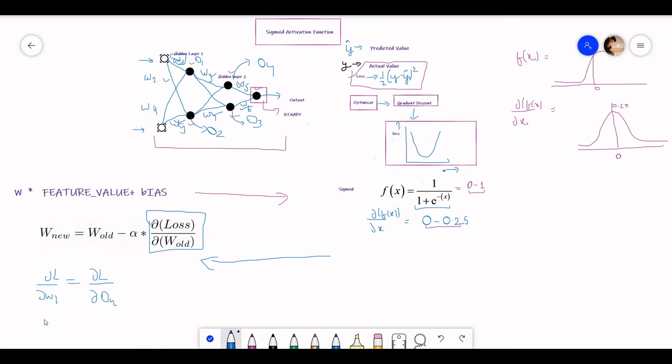So we know that to update the W1, it depends on the O4 and it depends on the O1. So first we will write del L upon del O4, into del O4 upon del O1, into del O1 upon del W1, because our O4 depends on our O1, and O1 depends on W1.